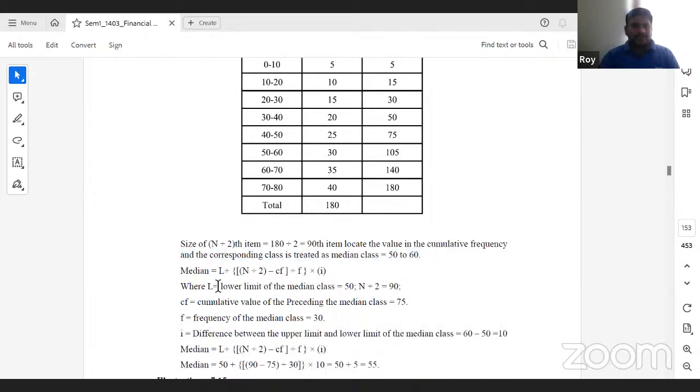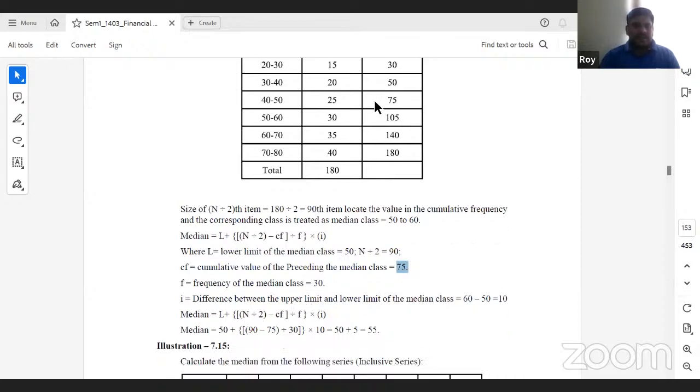Now here, we know that this is the formula for this one. L is the lower limit in 50 to 60. 50 is the lower limit. And n divided by 2 is equal to 90. That means here already we got 90. And the cumulative frequency value of the preceding class interval is 75. See, this is the one. Very important. Preceding means before the one. Before this 105, 75. And the frequency of the median class is 30.